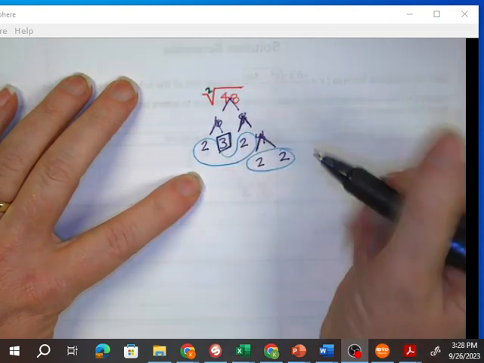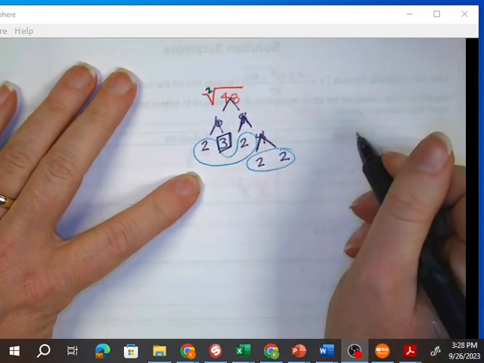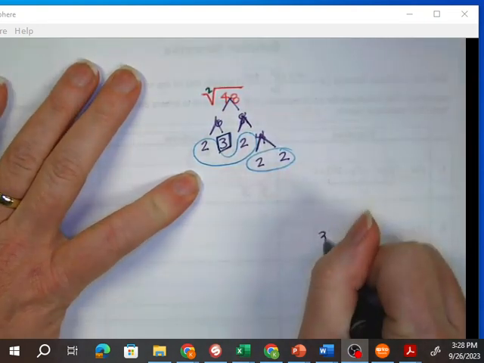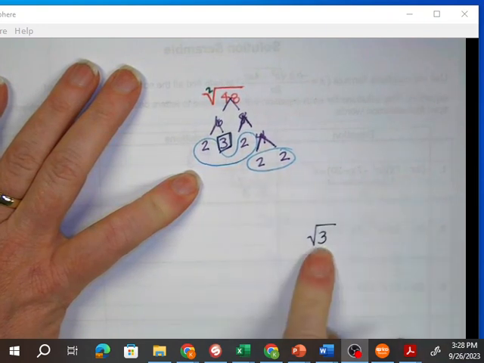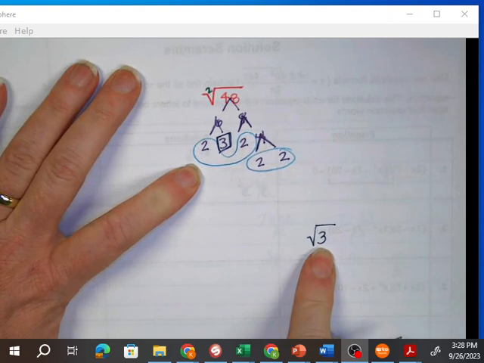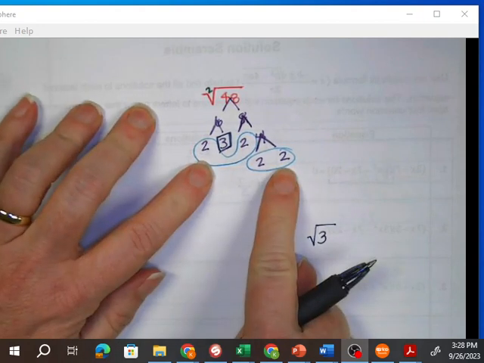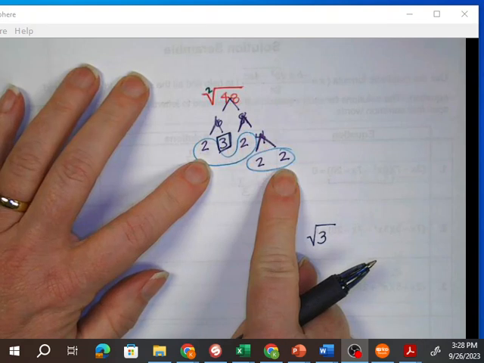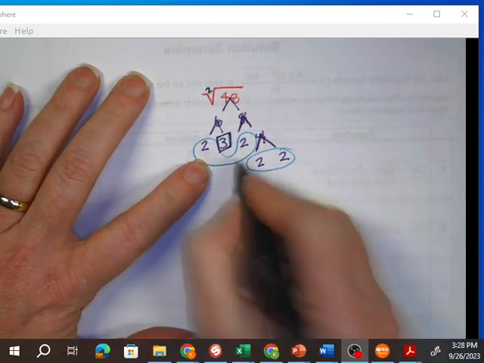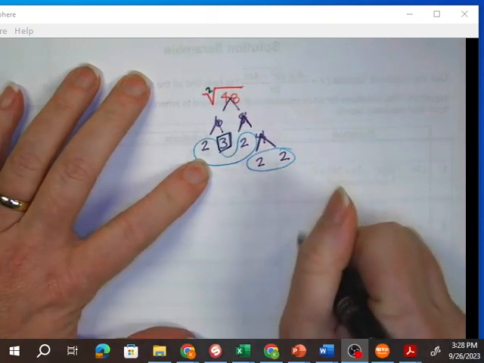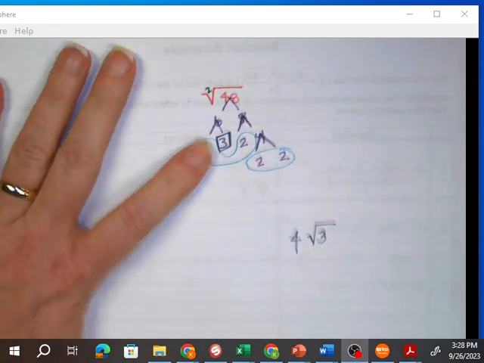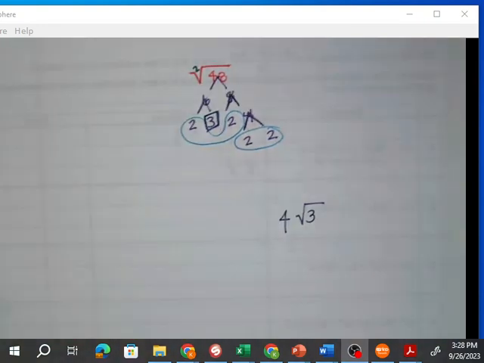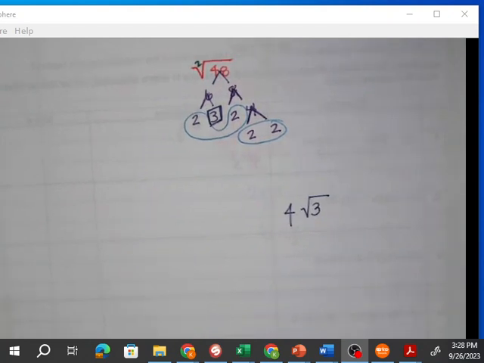But I have this poor little guy by himself right here. Oh, poor loner. He's very lonely. Lonely people stay at home in the house by themselves. The 3 goes in the house because he's alone. If you're with a group of people, you go out with your group of friends. So I have 2 groups. 2 times 2 on the outside, that would be 4 square root 3. Got it, sort of? Let's do another one.